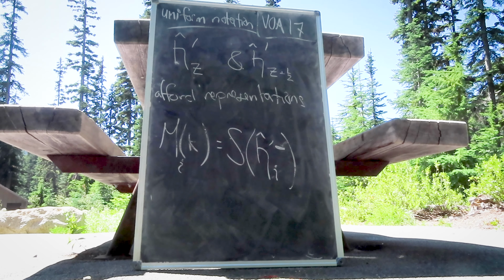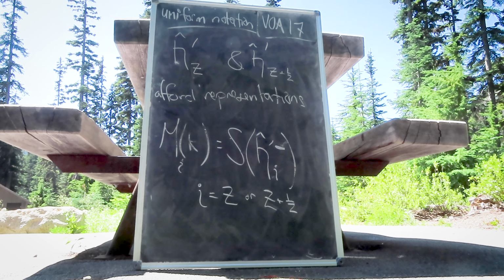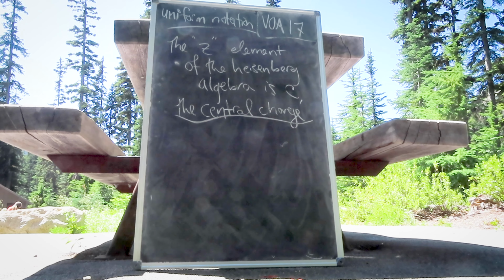Both of these Heisenberg algebras have representations in terms of M of k, which are isomorphic, of course, to the symmetric algebra of their respective even abelian subspaces. In both instances, the central basis element, often called z or Z, is represented by the central charge, c. So c acts on M of k by multiplication by k.